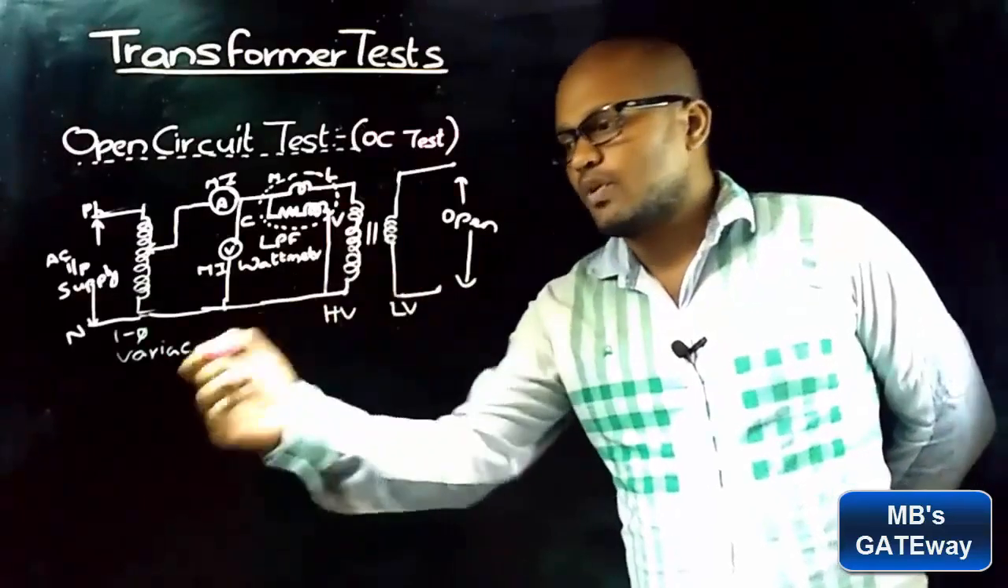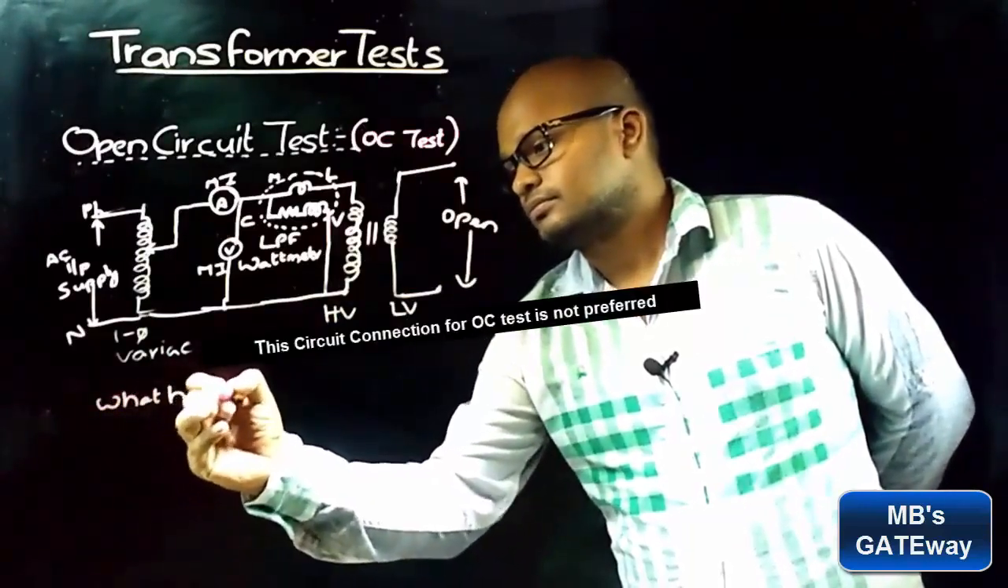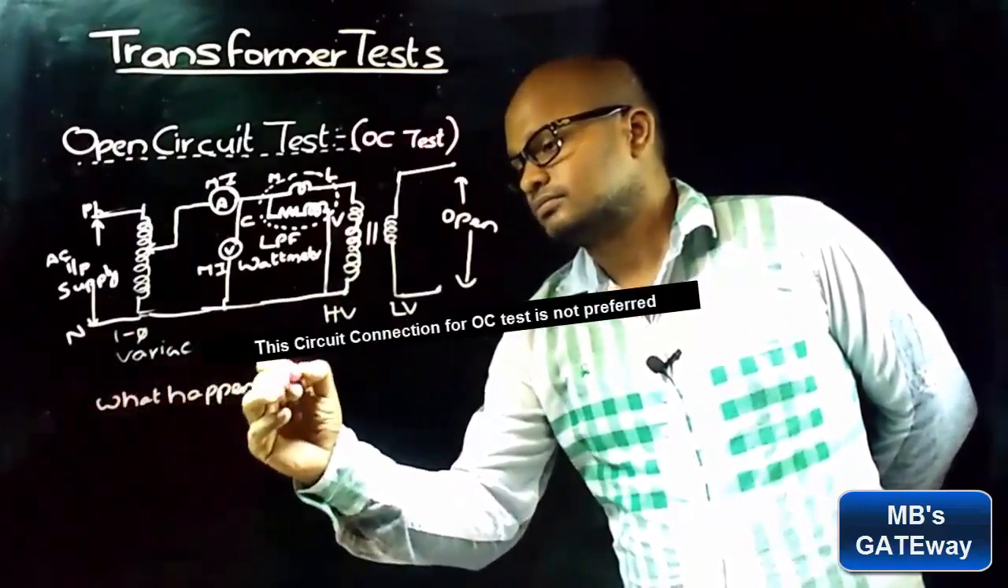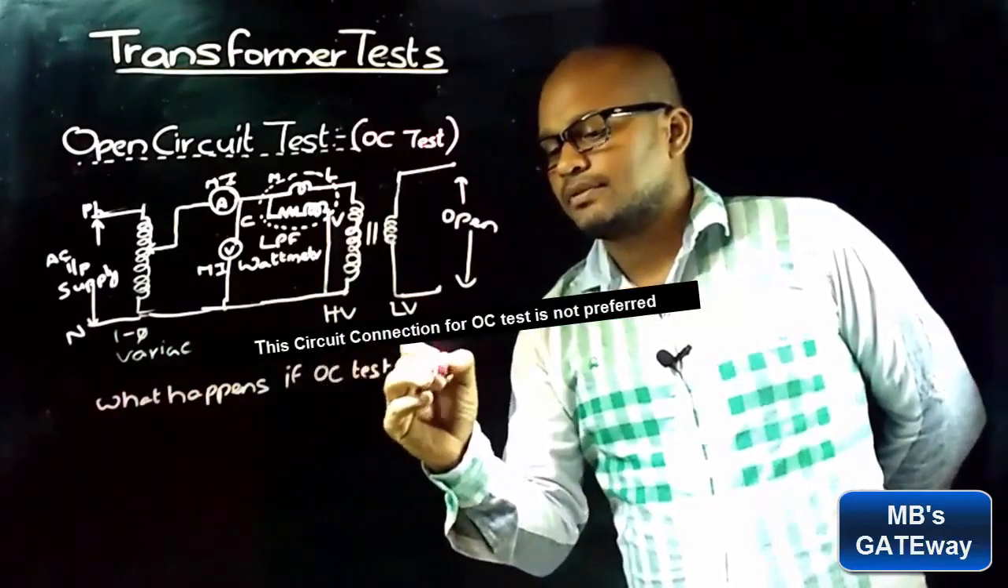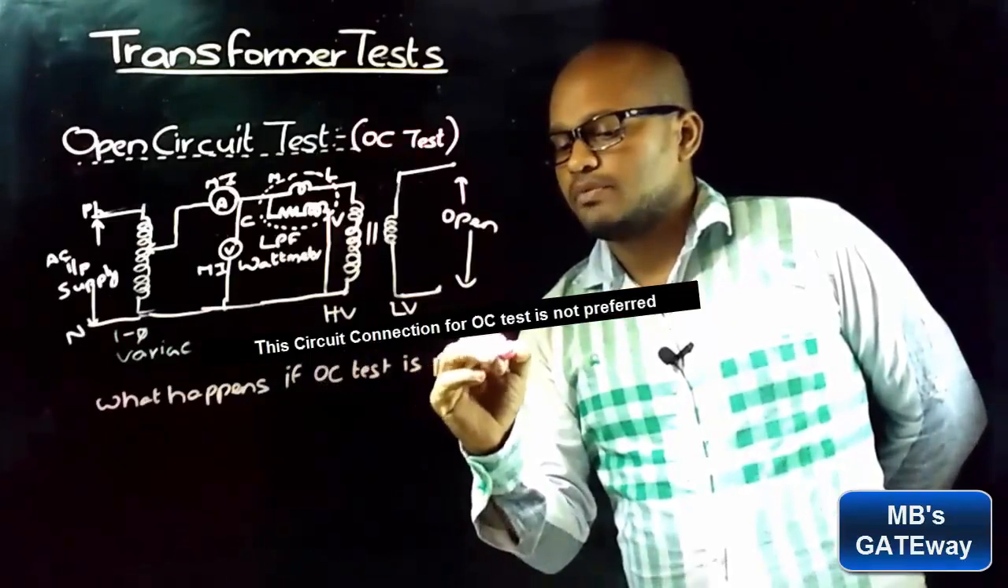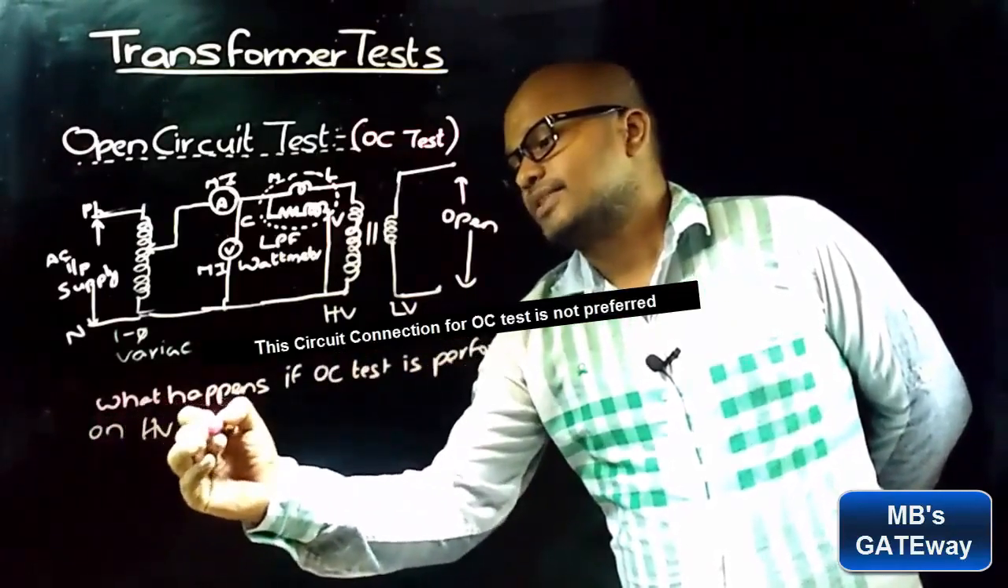Now let's discuss what happens if OC test is performed on HV side of the transformer.